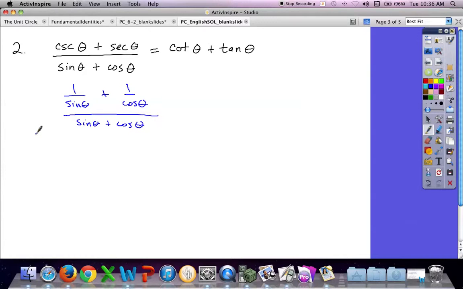Now, looking at the numerator, I'm trying to add fractions, so I need a common denominator, right? What will the common denominator be? Sine times cosine. So I need to multiply this first one by cosine over cosine, and I need to multiply this one by sine over sine. Now they have the same denominator, which is sine cosine, and in the numerator, we've got sine plus cosine.